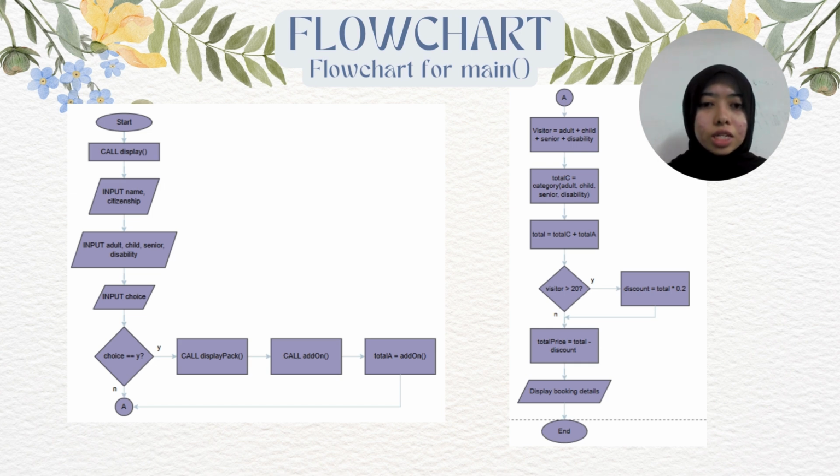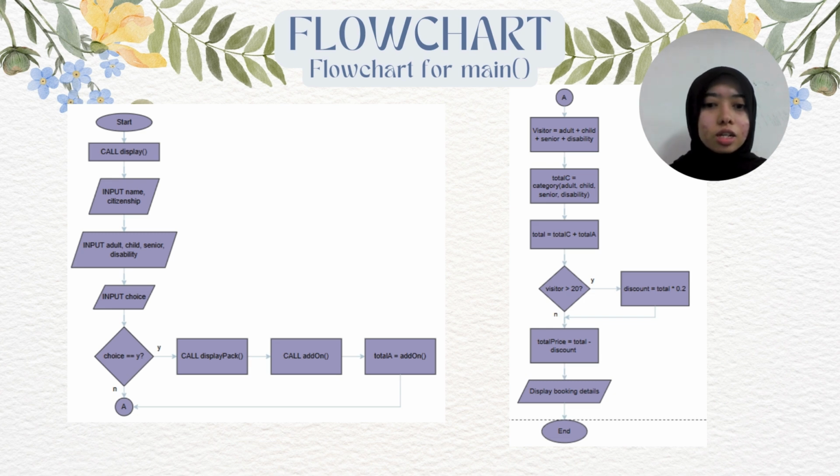If the input is yes, then call the display pack function and add-on function. The total A is equal to add-on. Next, calculate the visitor, which is adult plus children plus senior and disability. If the user inputs no, then it will go straight to calculating the visitor.